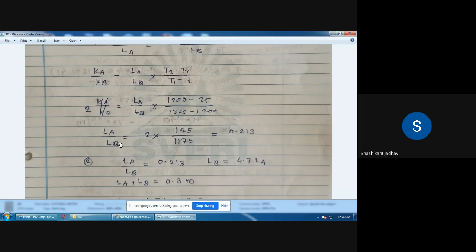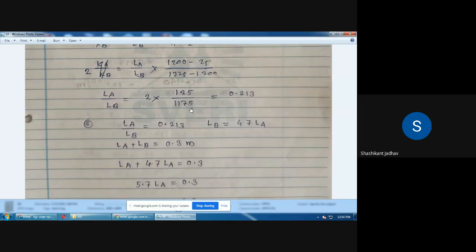Means we have to find out the value of LA. So from this equation, LA by LB is equal to 0.213. So from that equation, what is the value of LB? LB is equal to LA by 0.213. So 1 upon 0.213 is nothing but 4.7.